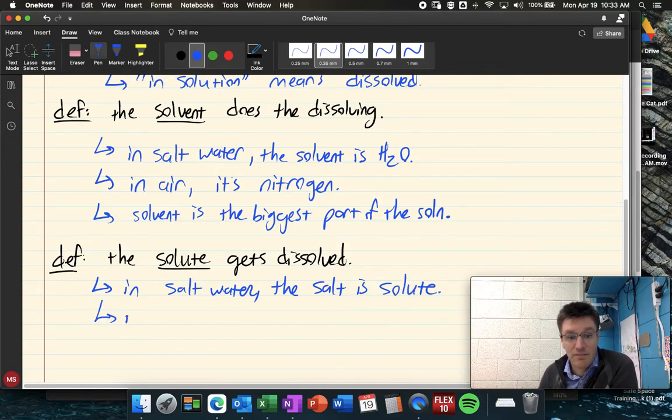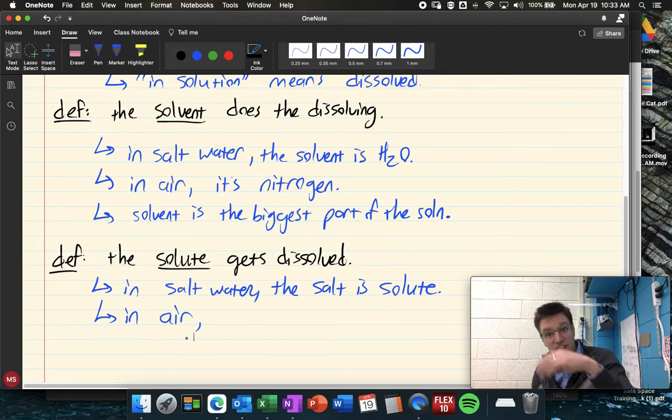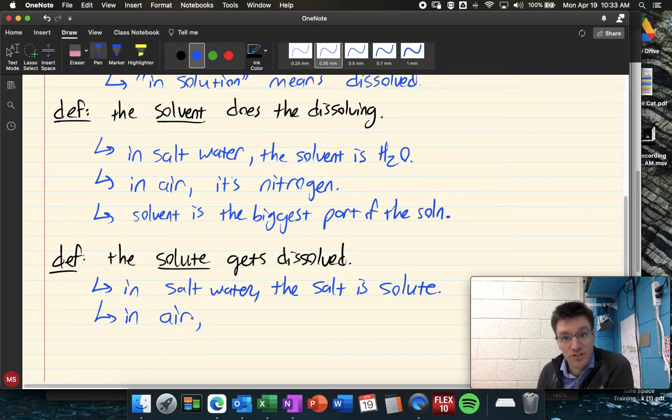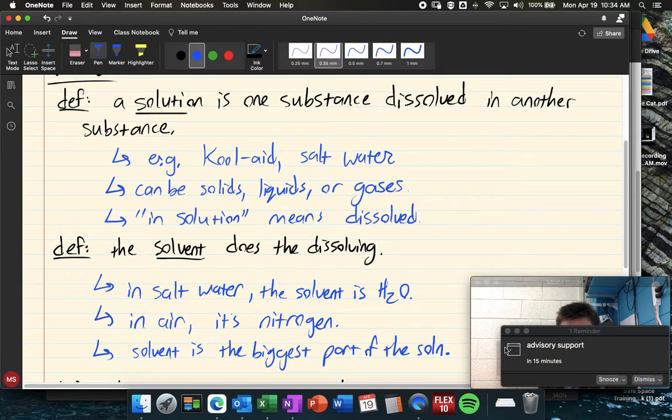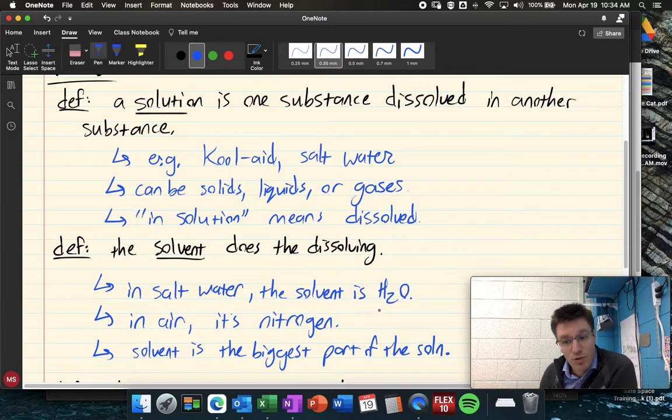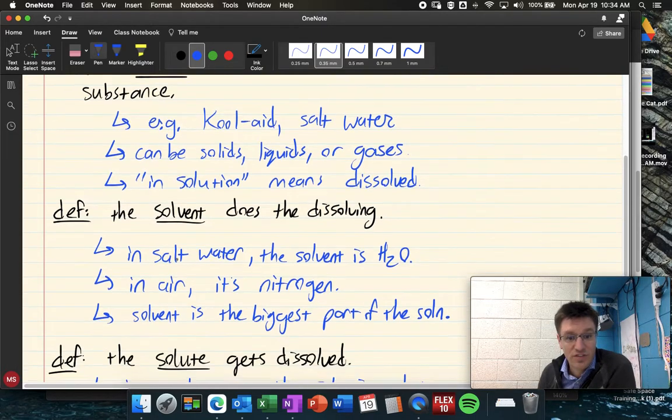In the air, the solute, one of the solutes, is oxygen, because most of the air is nitrogen, a little bit of the air is oxygen. The oxygen got dissolved in with the nitrogen, okay? I shouldn't say the solute because air actually has lots of things dissolved in it, so I'll say O2 is a solute, okay? So those are our main vocab words that we're going to use in this unit: solution, solvent, solute.